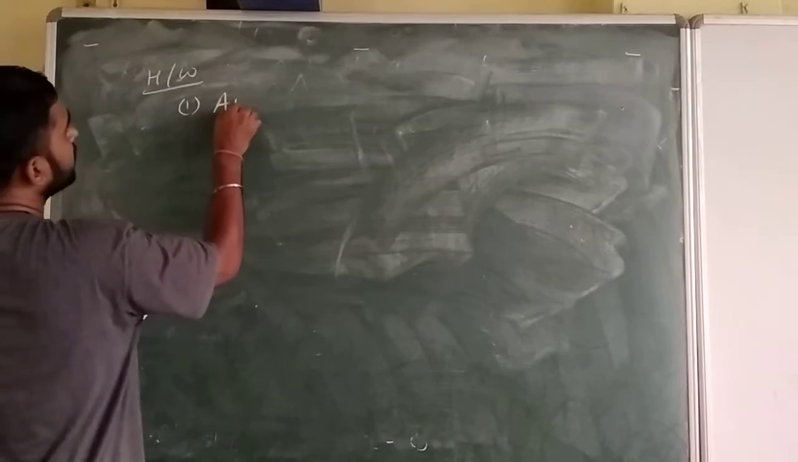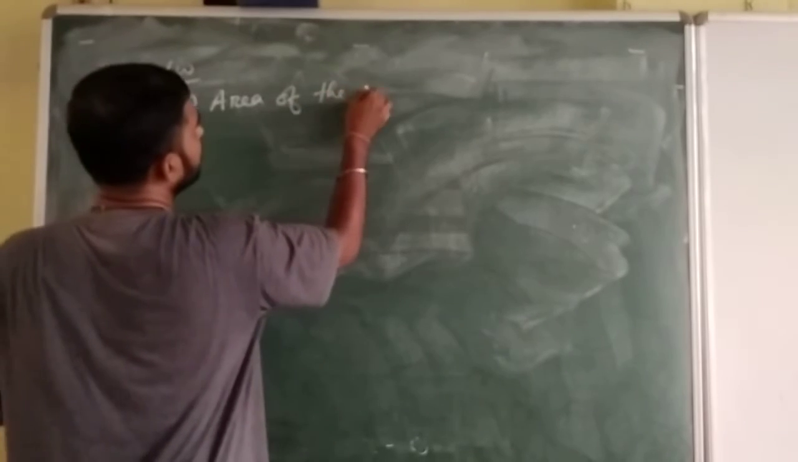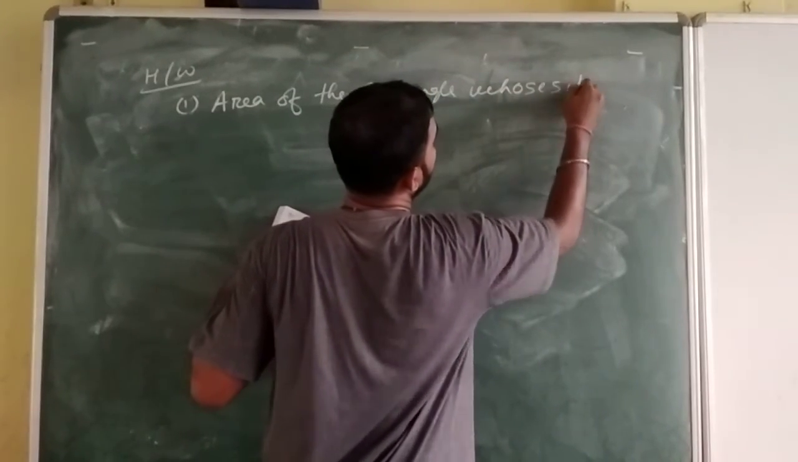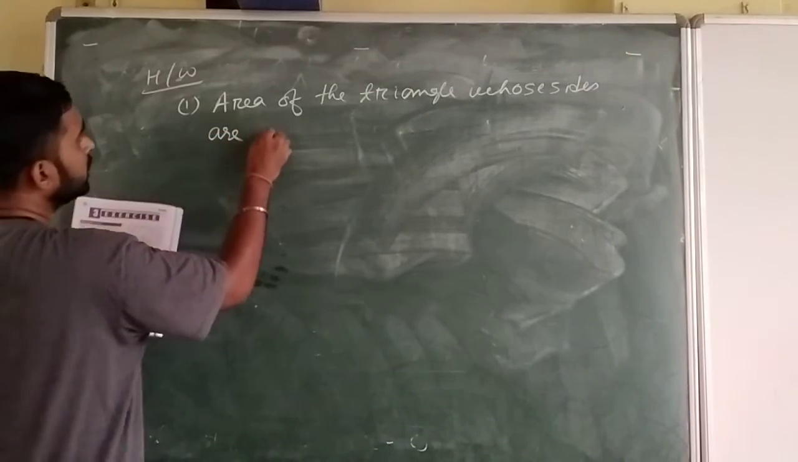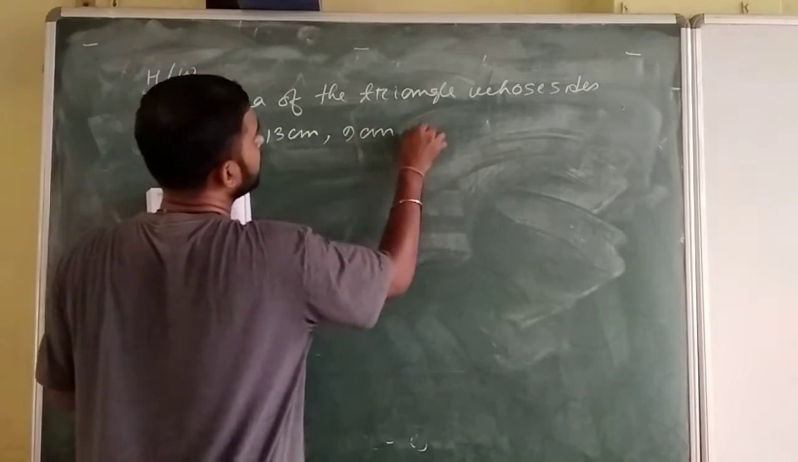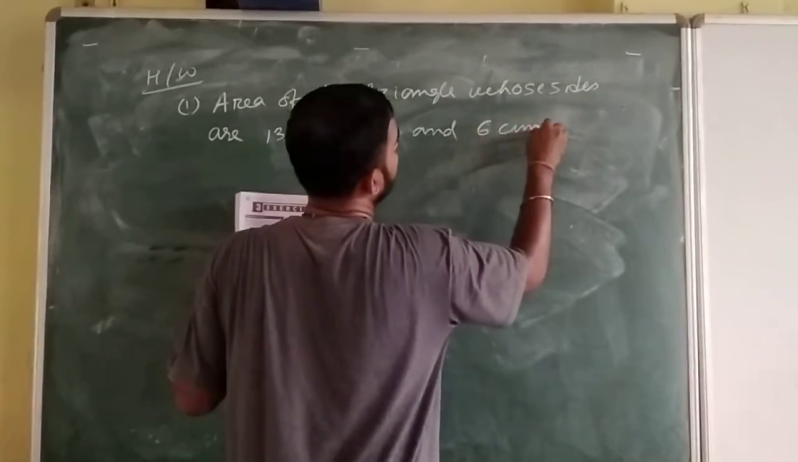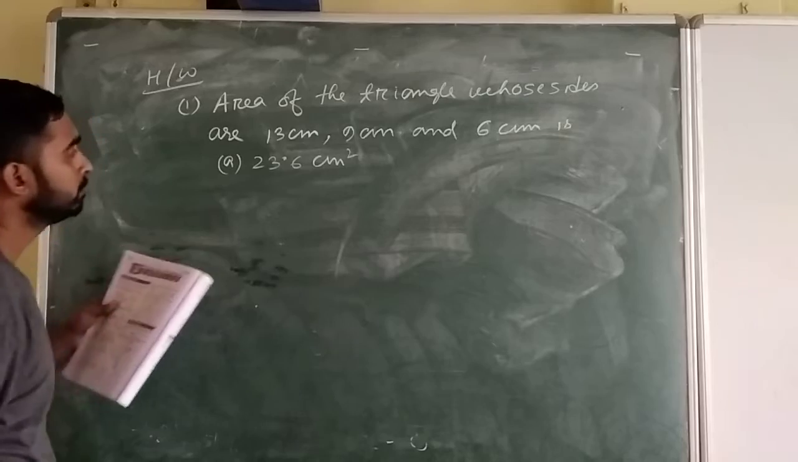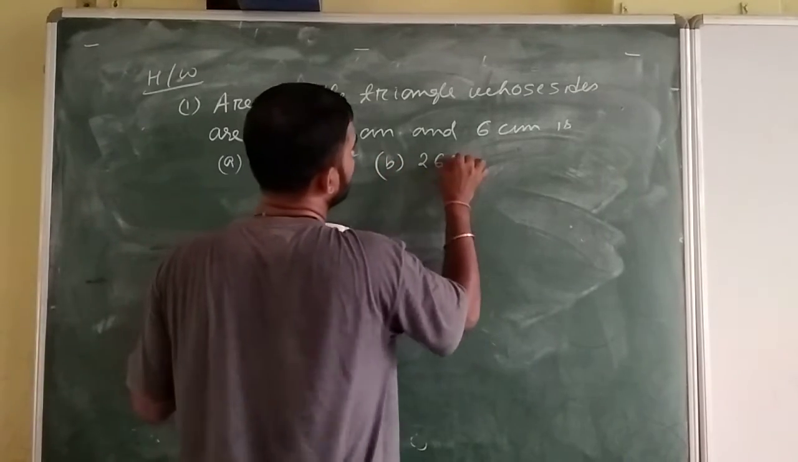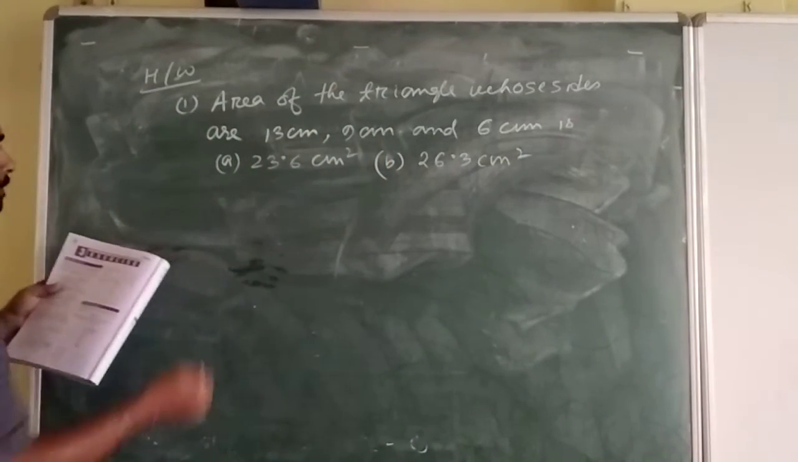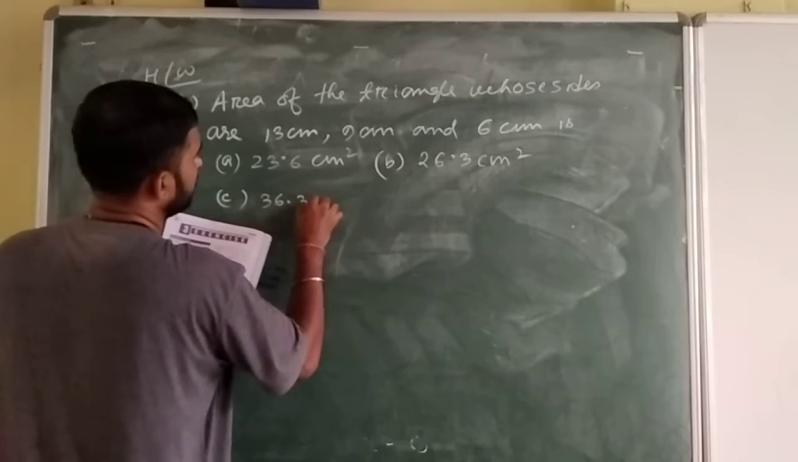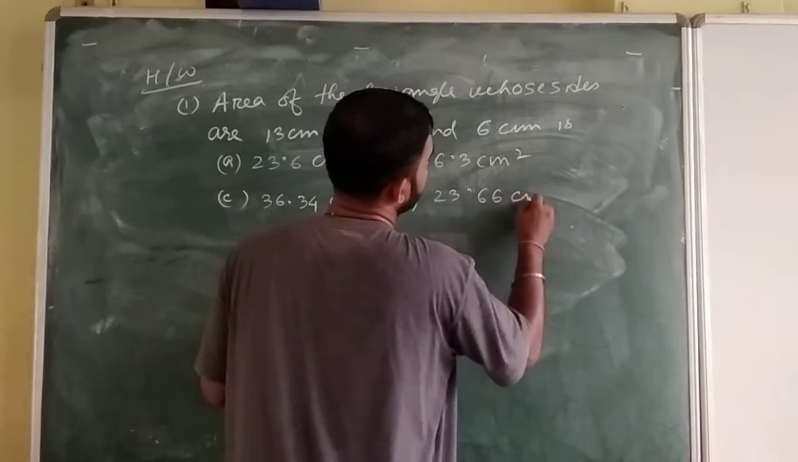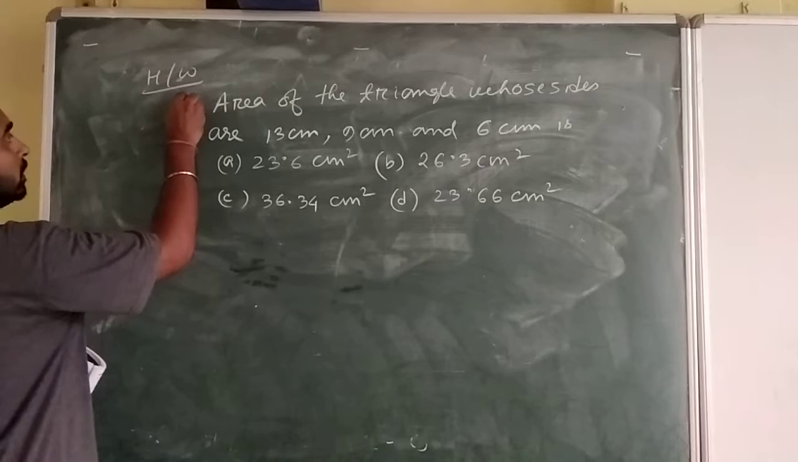Number 1. Area of the triangle whose sides are 13 centimeter, 9 centimeter, and 6 centimeter is: first option 23.6 square centimeter, second one 26.3 square centimeter, third one 36.34 square centimeter, fourth one 23.66 square centimeter. Now this is the first homework question.